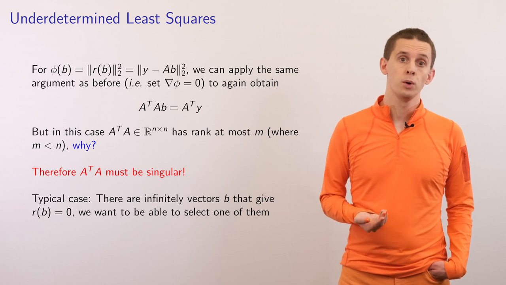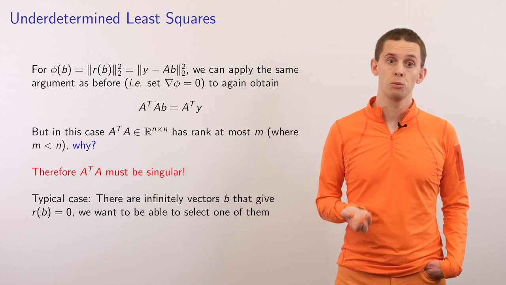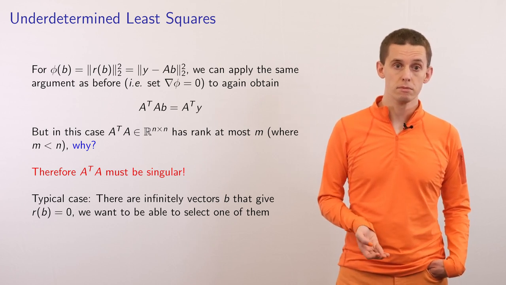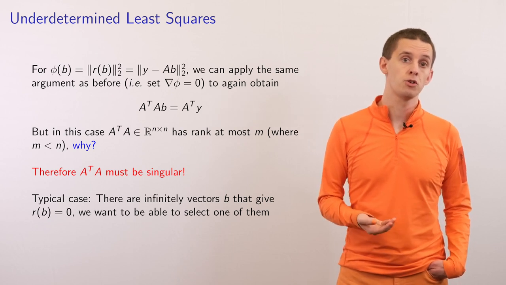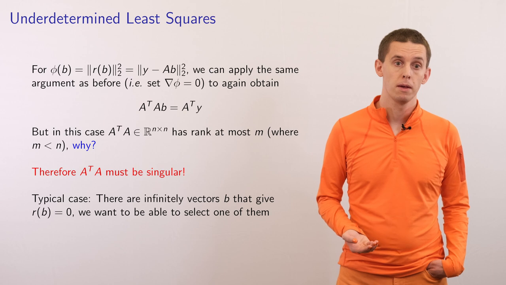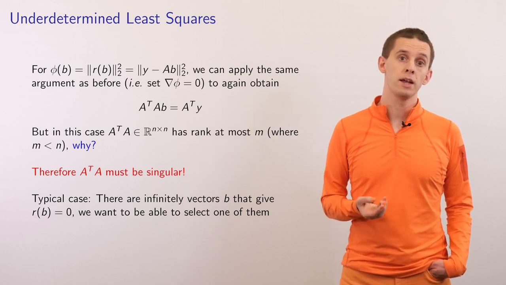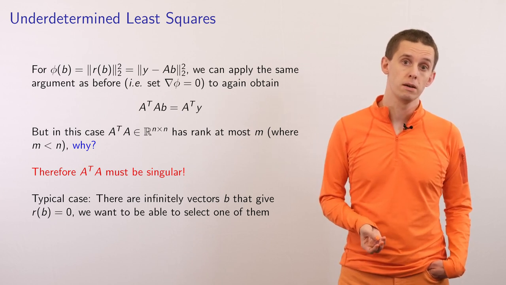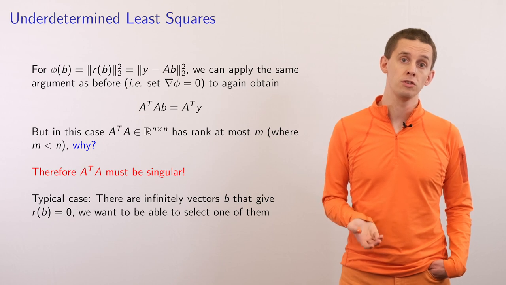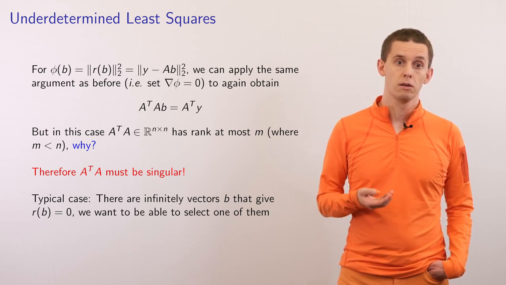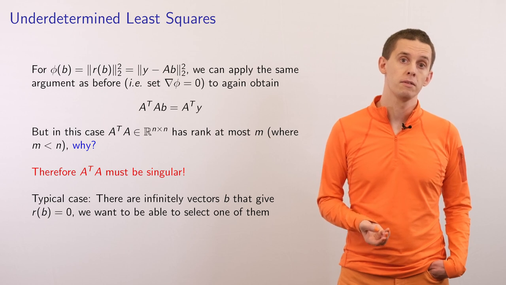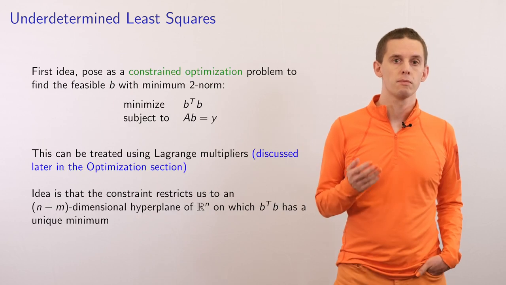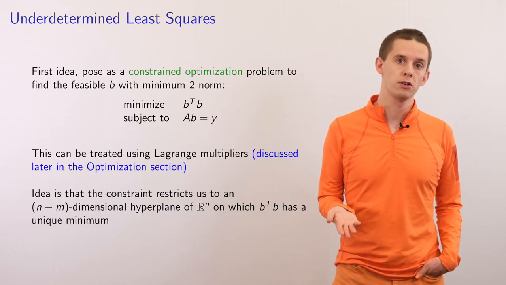But in this case, we know that our matrix A transpose A can have rank at most m, and here m is less than n. And that tells us then that the matrix A transpose A has to be singular. And typically, that would tell us that there could be infinitely many solutions for the parameters b that would set our residual equal to 0. So we want a method that could actually just select a particular one of those possible solutions. So the first idea is to pose a constrained optimization problem.